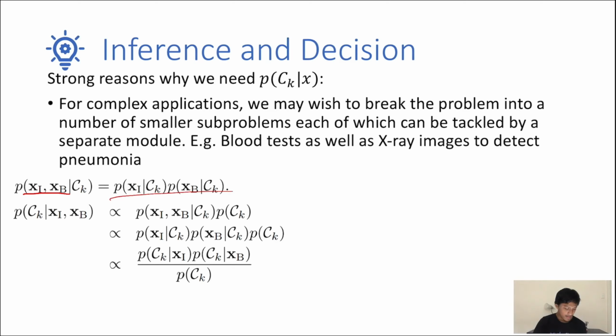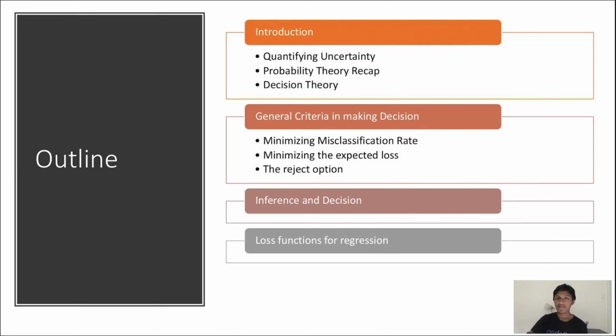To determine whether the patient has pneumonia given the blood test and the X-ray image, we can compute with this formula, substituting this one into this one, and we get this formula. Previously, we were mainly talking about classification, but now we need to know how to compute the loss function in regression.